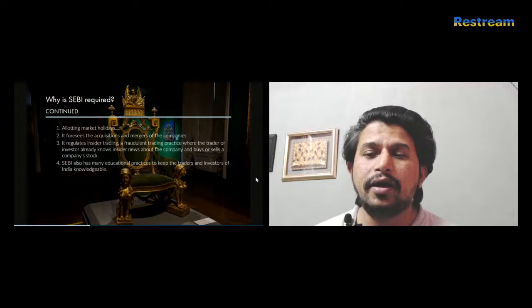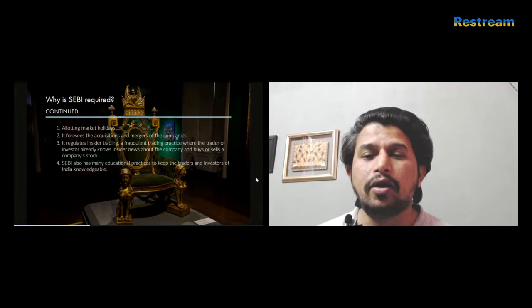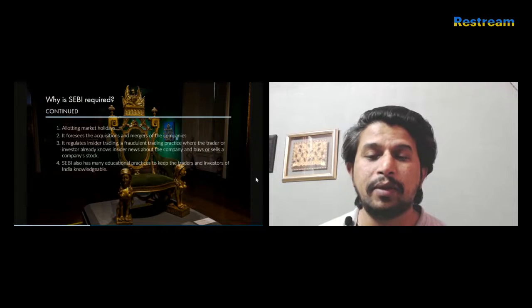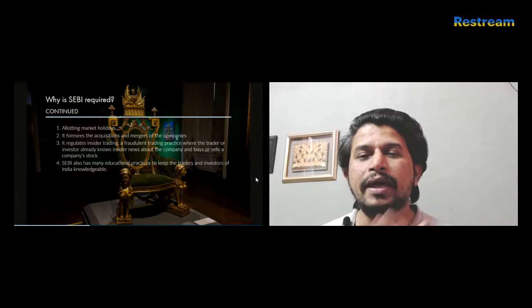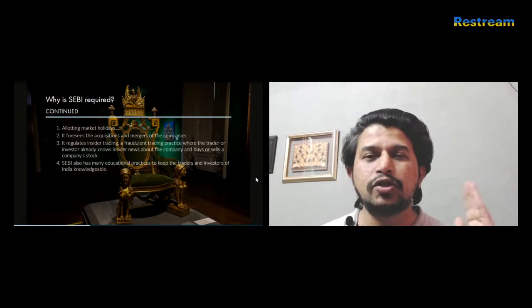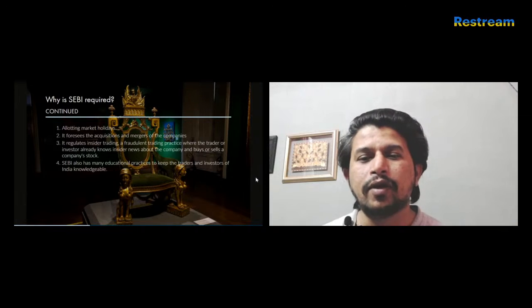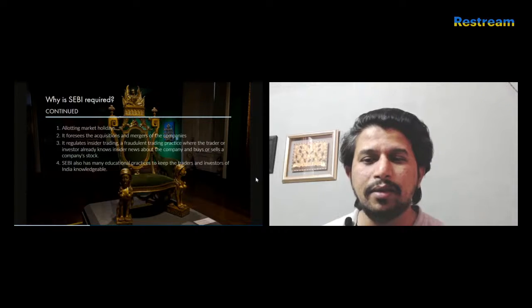Why is SEBI required? As I already mentioned, there are so many things more. Allotting the market holidays, it foresees the acquisitions and mergers of the companies. Yes, this is very much important. So, for example, if company A is buying company B and company A is listed in the stock market, SEBI has to clear buying of company B. Then only company A can actually buy it.